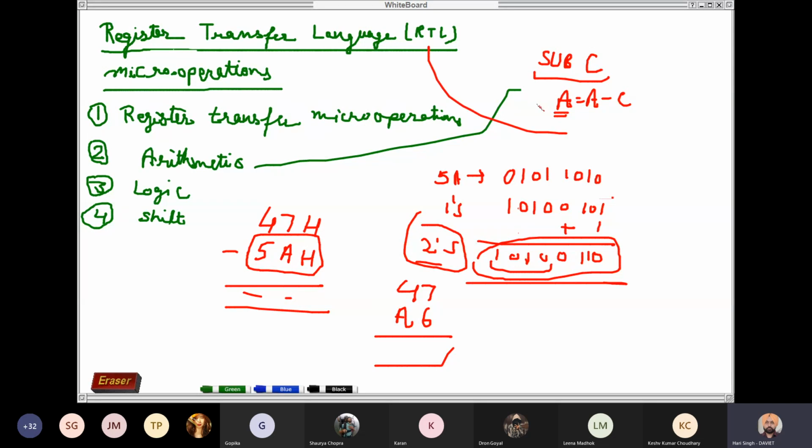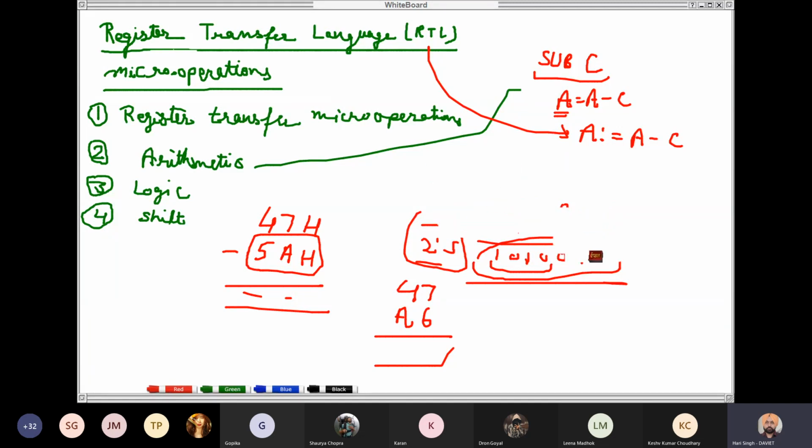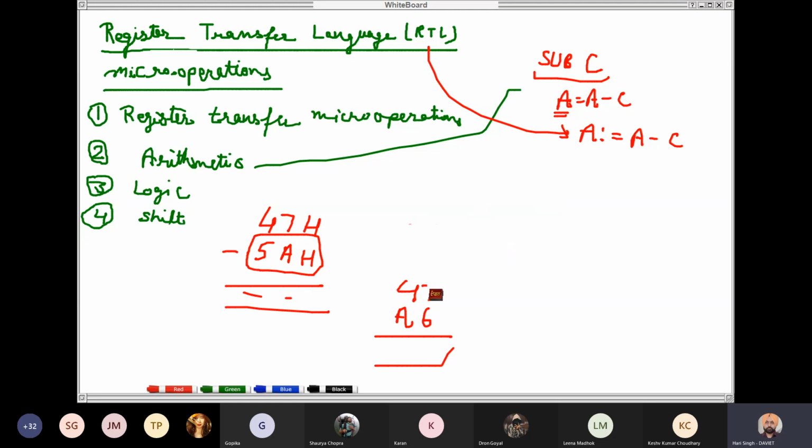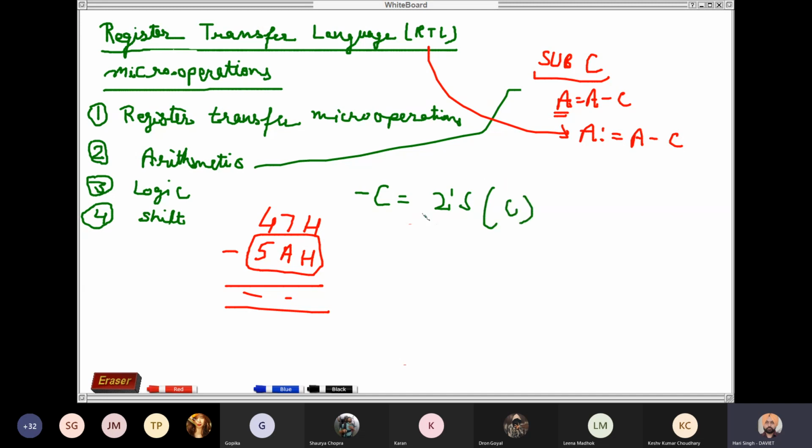Now the RTL notation for this circuit is A equals A minus C. This is one representation. We can also represent it in another way, that is by using the 2's complement method. How do we represent minus C? Minus C is the 2's complement of C. In RTL it is written as C bar plus 1. So C bar is the 1's complement.